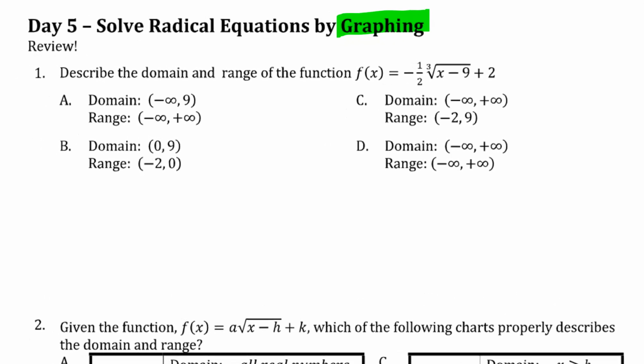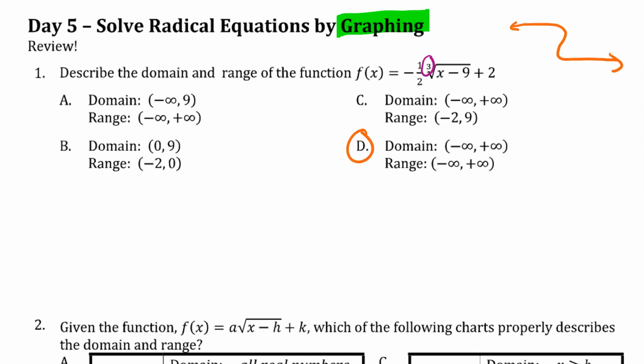The first one is a review, and I want you to describe the domain and range of the function that is right below. To give you a hint, I would look at this. I don't think you need to graph it if you know the shape. So go ahead and pause your video and try to do this review problem now.